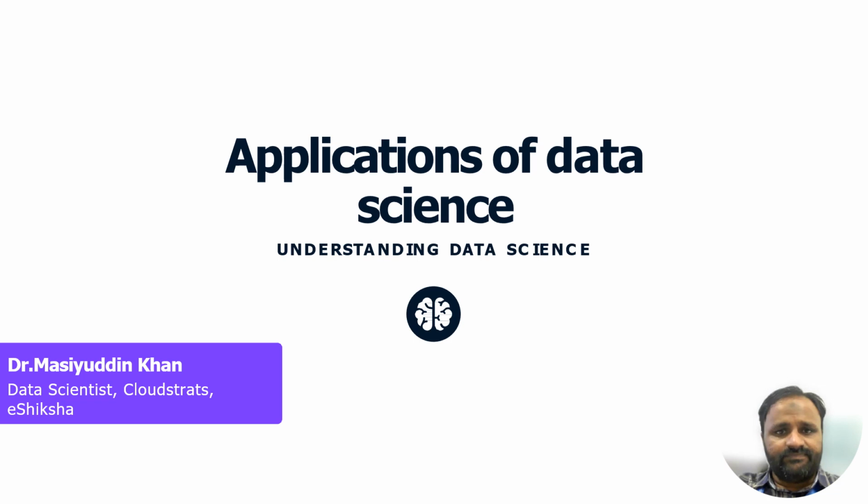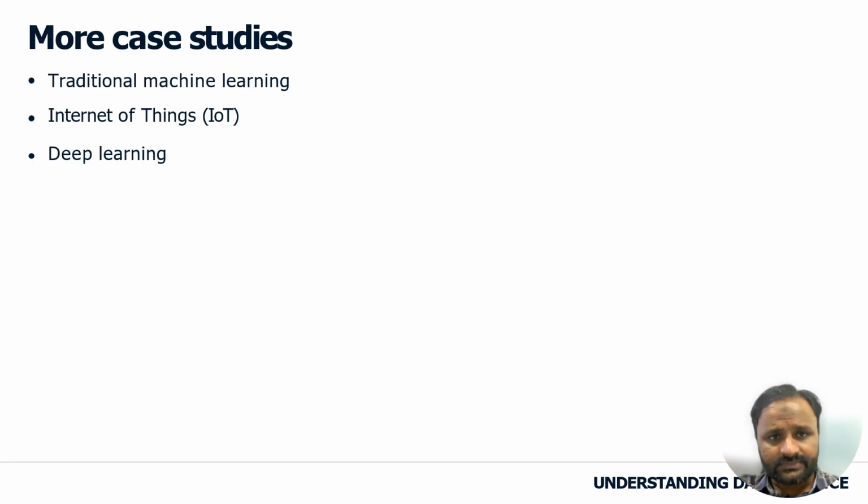And previously, you learned the definitions of data science and the steps in the data science workflow. In this particular video, we are going to learn how data science can be applied to real-world problems. Let's take a deep dive into three exciting areas of data science. The first one is traditional machine learning, then the Internet of Things, and deep learning.